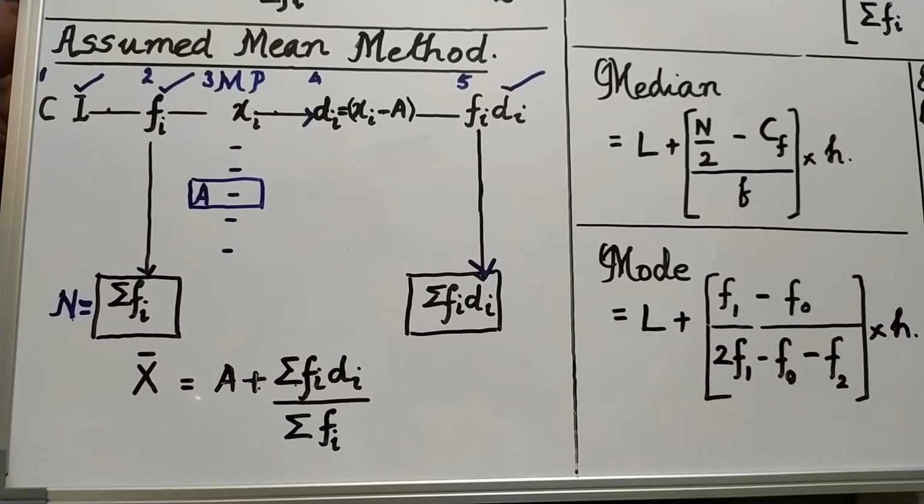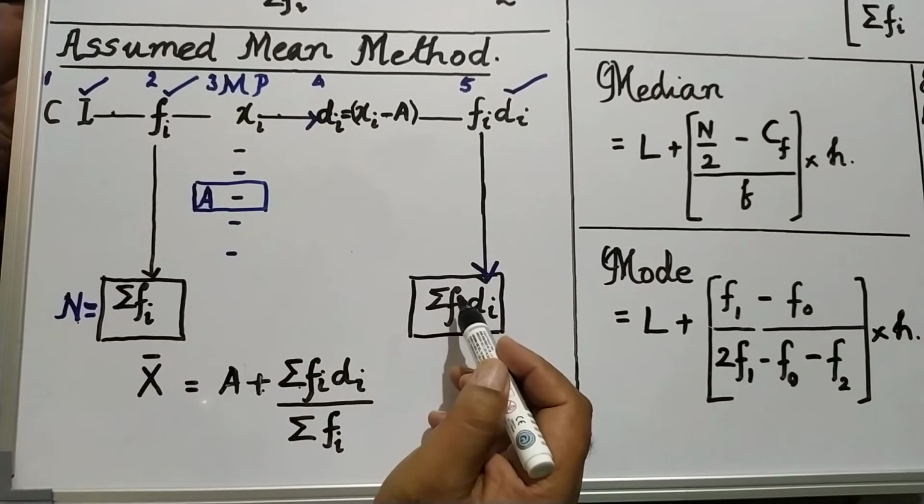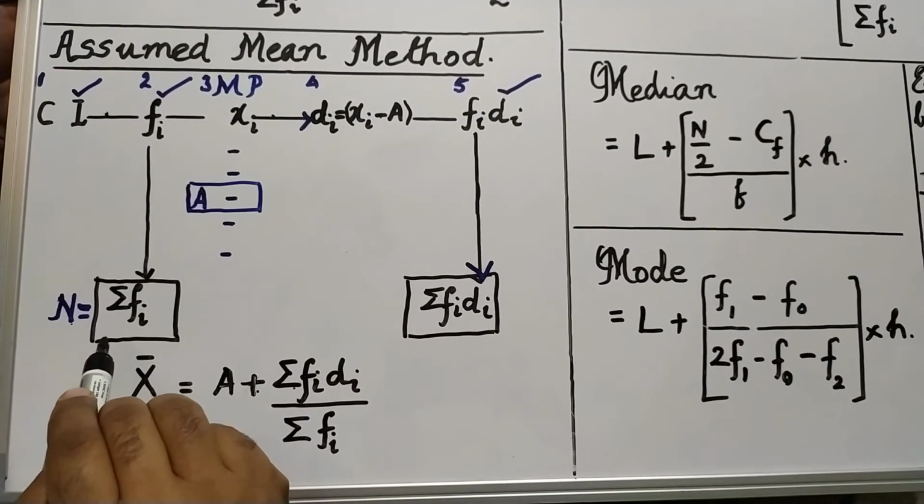Mean is given by assumed mean A plus sum of the fifth column divided by the sum of the second column.